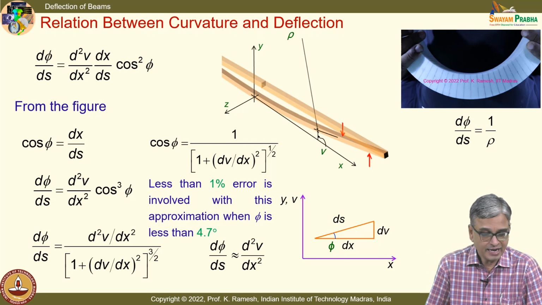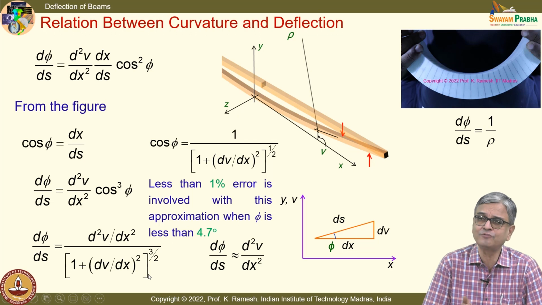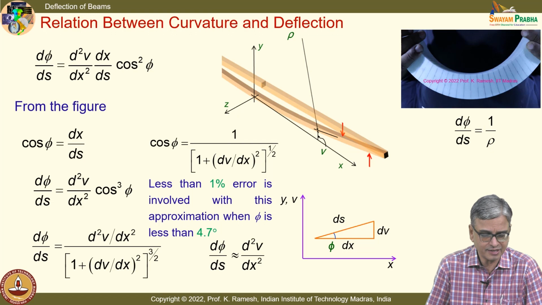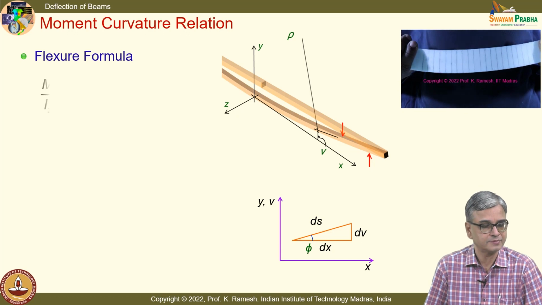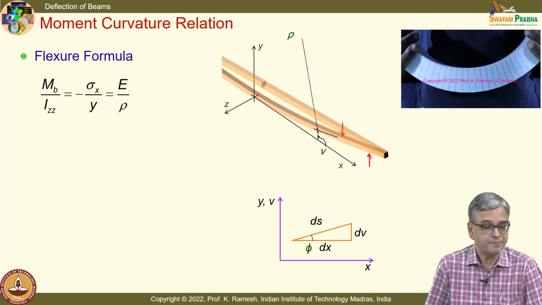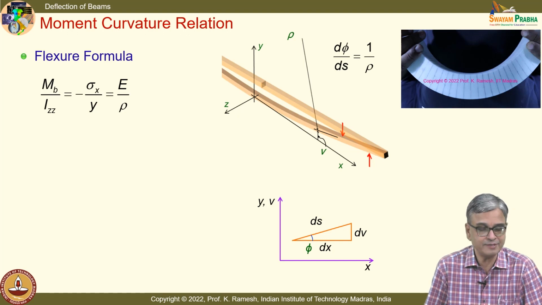Okay. And so, you will have to recognize that this is an approximation, and all of this you can easily derive. The mathematics involved is straightforward, simple trigonometry. There is nothing great. Okay. And you have the flexure formula, M_b by I_zz equal to minus sigma_x by y equal to E by rho.